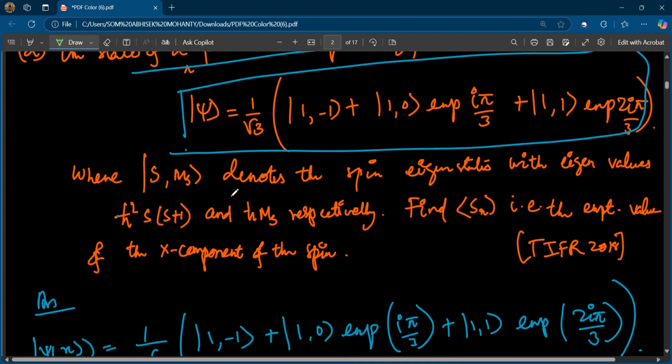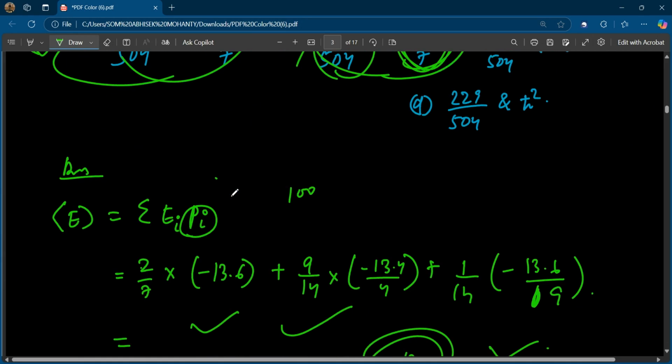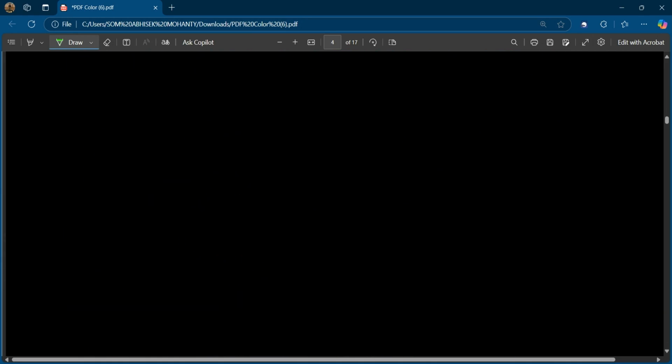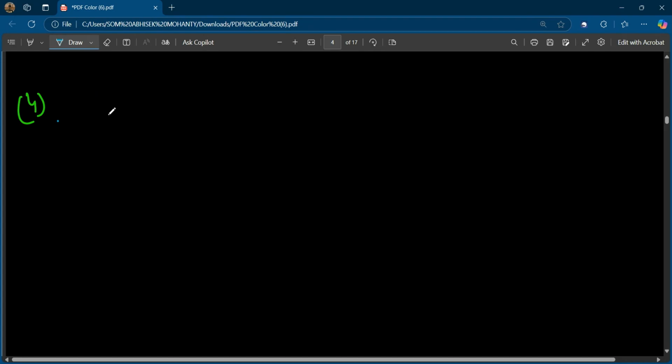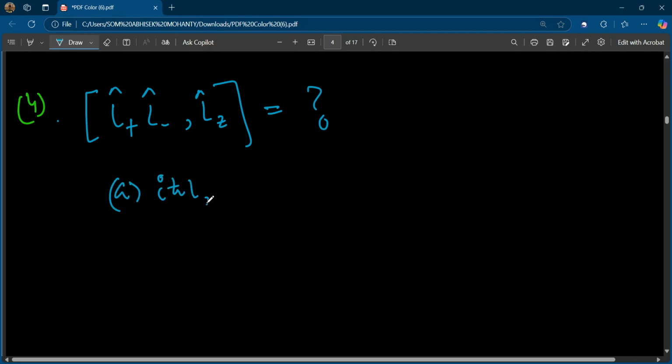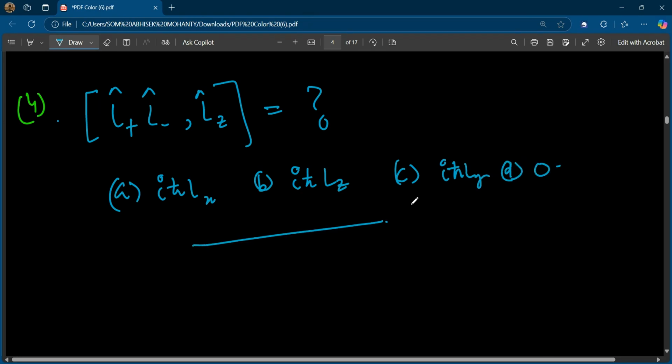Next, the last question, question number 4. Find the commutator. Okay, please try this. Option A, i h cut Lx. Option B, i h cut Lz. Option C, i h cut Ly. Option D, 0. So you have to find the answer.